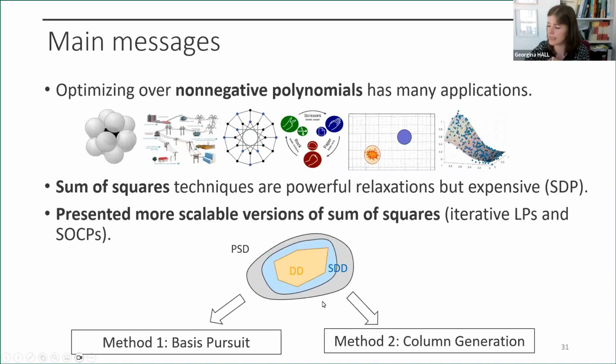Right, so what did I discuss today? Overall, I spent most of my time talking about the fact that optimizing over non-negative polynomials has many applications. Unfortunately, they're hard to solve, right? So we replace the non-negativity constraints by sums of squares constraints. Unfortunately, they're still quite expensive to solve because they rely on semi-definite programming. And what I did here was I presented more scalable versions of sums of squares, which are based on iterative linear programs and second-order cone programs. So two methods in particular, the basis pursuit method and the column generation method.